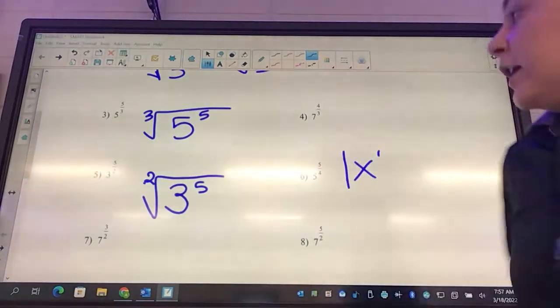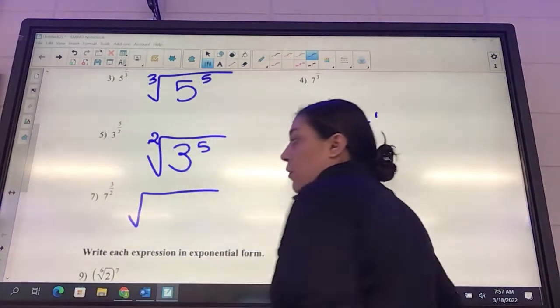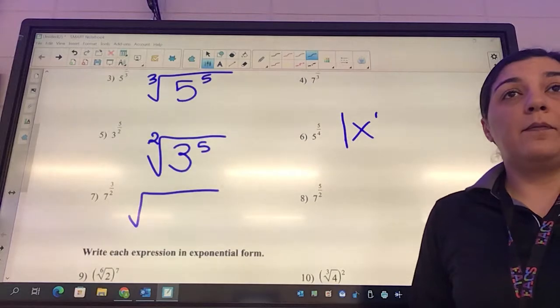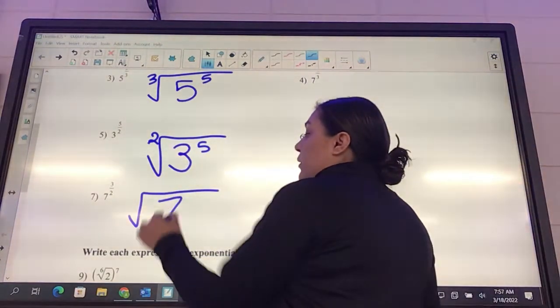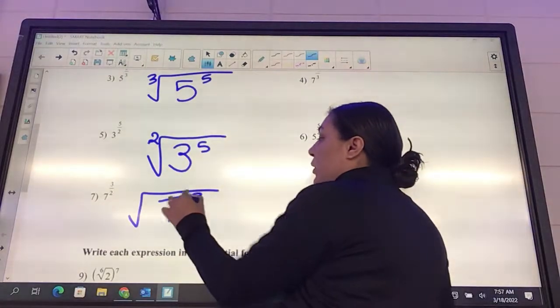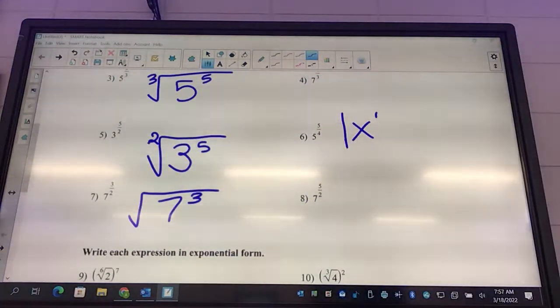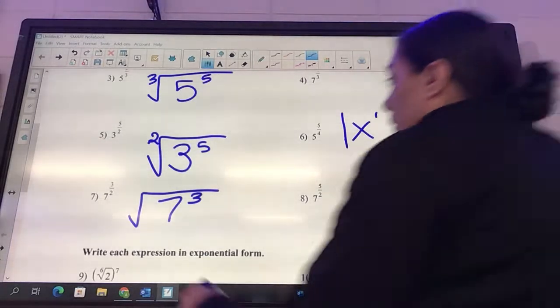Okay, so we're going to have this radical. What's our number on the inside going to be? 7 to the power of what? 3. What number goes on the outside? 2 or none. Okay, so it's up to you.